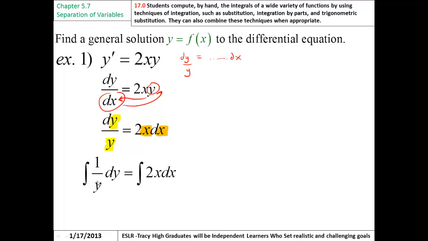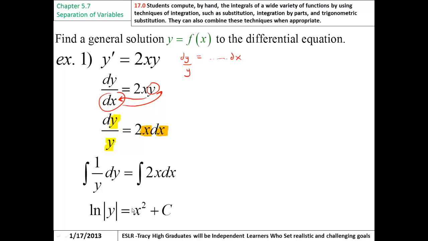yields that. The integral of 1 over y dy, or dy over y, you'll sometimes see it written if you just bump that dy up to the one of this, is ln of the absolute value of y in this case, sorry. And this one is x squared, just bringing that 2 up. And we're adding this arbitrary constant.